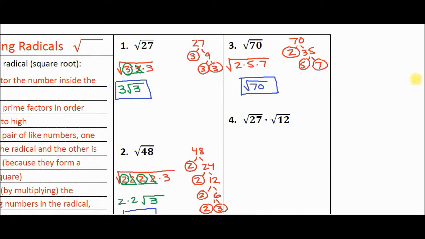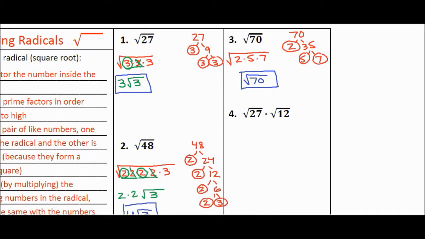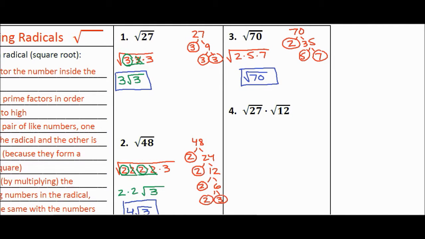Okay, last example, question number 4. We've got 2 radicals, and we need to simplify this fully. Now, there's a couple different ways to do this. I would recommend you don't try to combine these together. You've learned that this is just the square root of 27 times 12, but then you end up with a huge number, and you have to figure out how to prime factor that. It's a lot easier just to prime factor these smaller numbers. So let's do that right now.